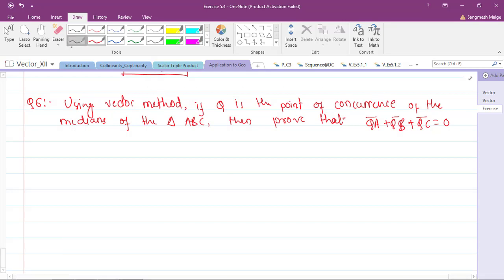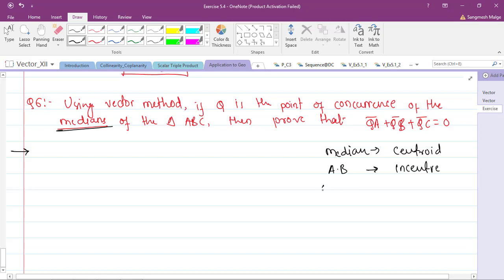Okay, अभी तक आपको समझ में आया होगा कि Q क्या है. What is Q then? If it is the intersection point or the concurrence point of the median, then what is Q? Q is nothing but the centroid. Please remember that the 6 all the statements, out of those 6 the 3 are very confusing. Median के साथ अपना आएगा centroid, always remember. Okay, angle bisector के साथ आएगा अपना incenter, and the altitude के साथ आएगा orthocenter. Please remember these three things.